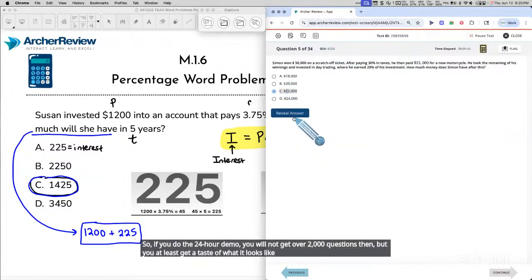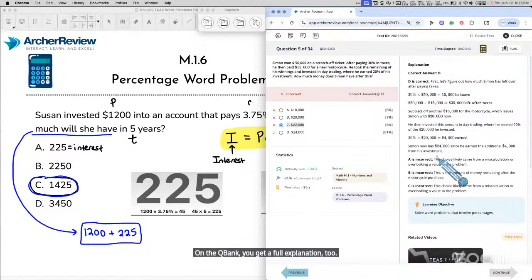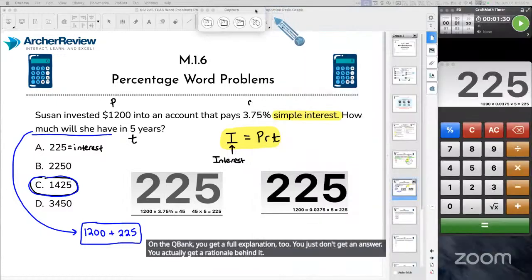I'm just going to click a random answer, whether it's right or wrong. I do want to point out when you check your work on the QBank, you get a full explanation too. You just don't get an answer. You actually get a rationale behind it. And that's our question bank.